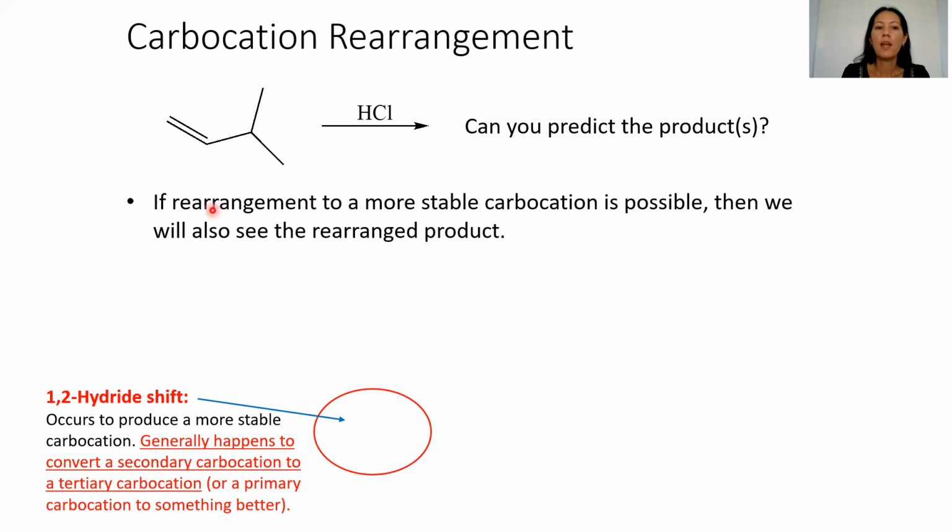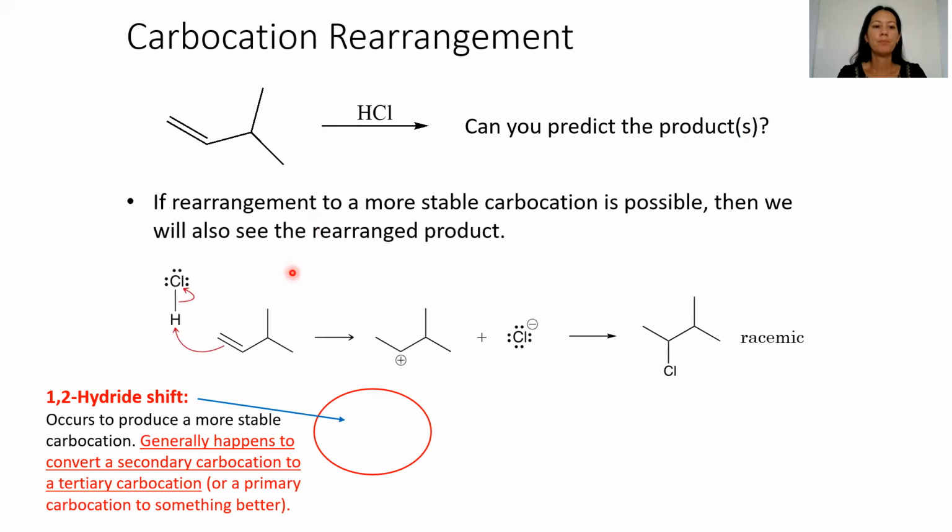I'm going to tell you though, if there's some sort of rearrangement, if you can move an H, or even if there's no H, you can consider moving an alkyl group like a methyl group to produce a more stable carbocation, that will occur. So let's look at this. I'm going to add an H, kick out a chloride to give me my secondary carbocation in a Markovnikov fashion. Secondary is pretty good, but tertiary carbocation is even better.